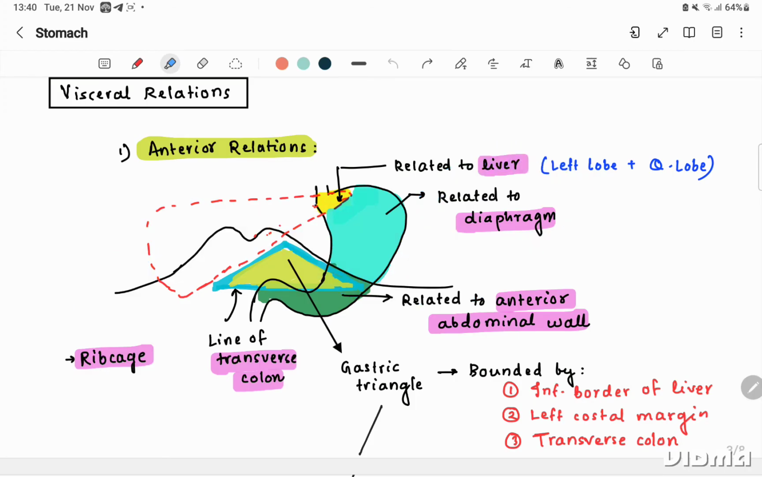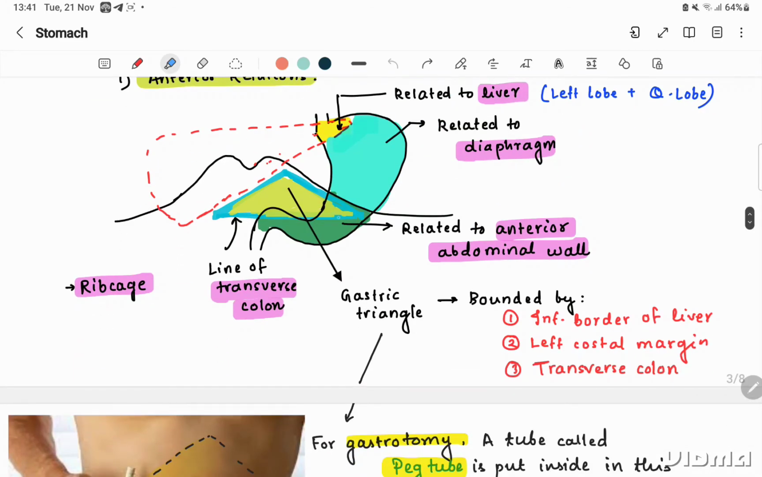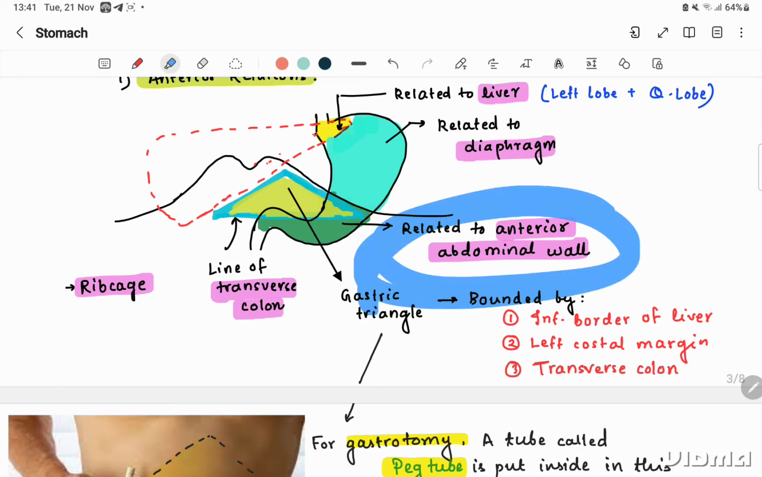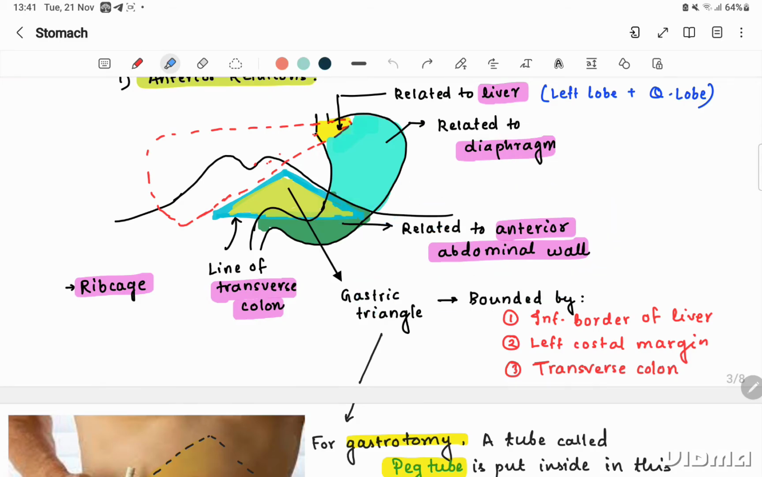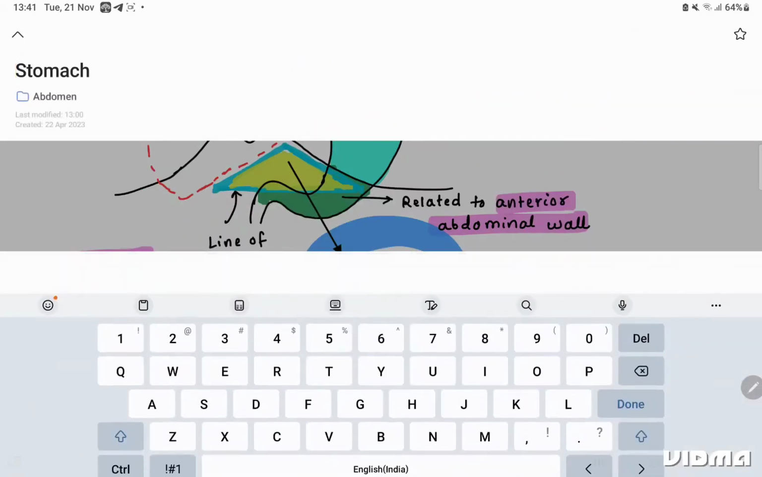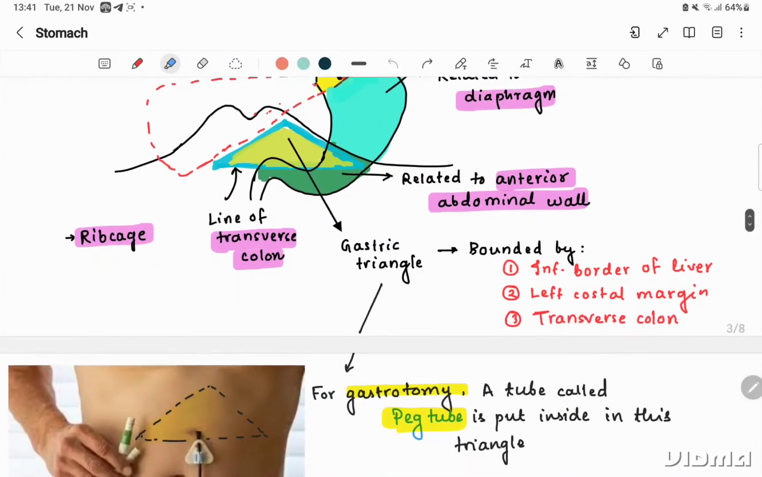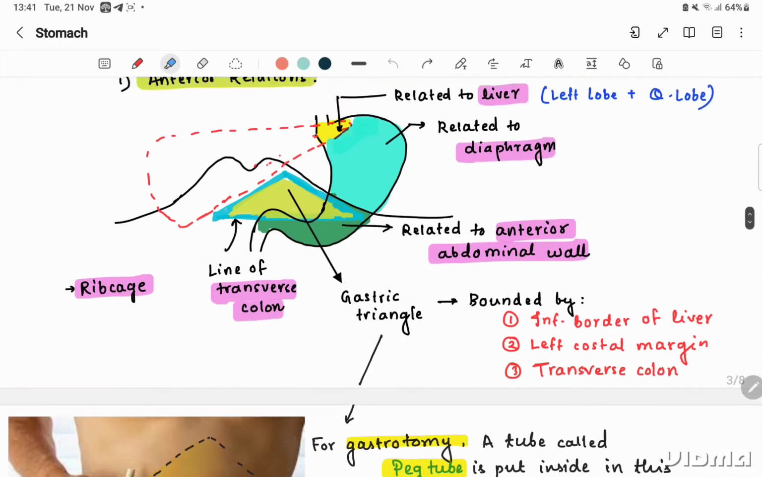This part is related to your diaphragm, and below it, this body part is related to your anterior abdominal wall. Then you have a triangle formed here, which is called the gastric triangle. How is the gastric triangle formed? It is bounded by the inferior border of the liver, this one, and by the left costal margin, this one, and the transverse colon.